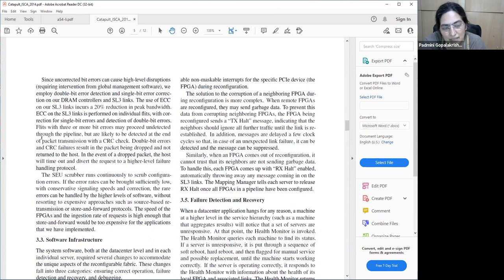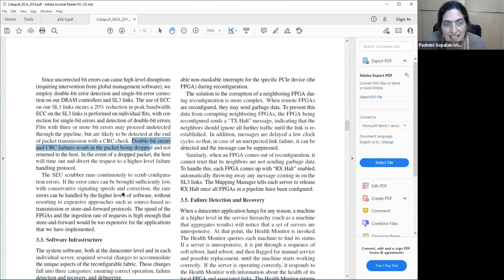Then you see, they have a lot of redundancy in terms of error correction. They have ECC on the SL3 links, which go between the FPGAs, that correct single and double bit errors. In addition, they have a CRC check at the end of packet transmission, which can detect, at least, not correct, anything with 3 or more errors. Every time they detect a double bit error or a CRC failure, the packet is dropped, and they have a software protocol for dealing with that.